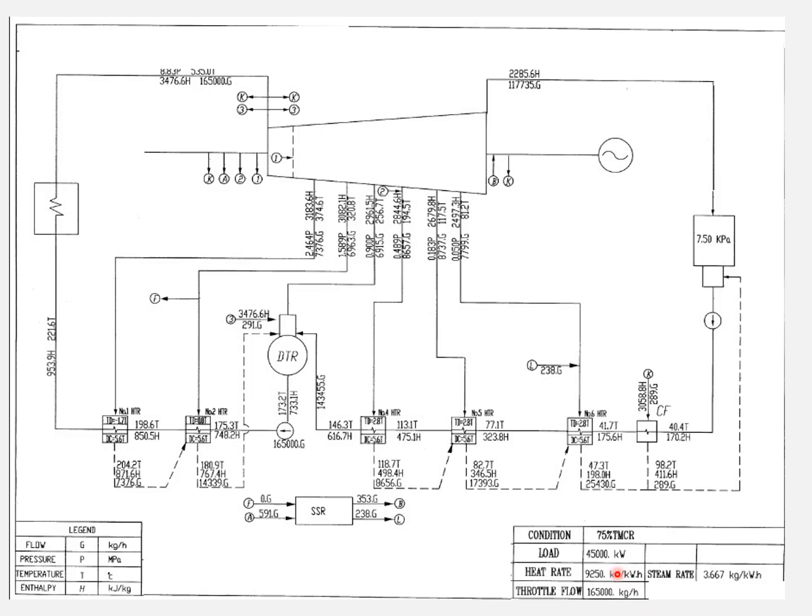This heat balance diagram is based on the 75% TMCR condition. So number 6 HTR, number 5 HTR, number 4 HTR, number 2 HTR, and number 1 HTR. Then, what is very different is the enthalpy of the steam before entering the turbine: 3,476 kilojoules per kilogram enthalpy.